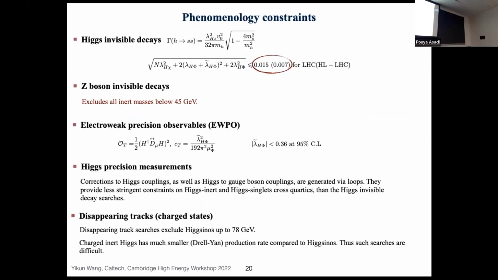And my last slide is going to be on phenomenology. I'm going to skip over it. Perhaps the most relevant thing to keep in mind is that there's a lower bound on the inert Higgs mass, about 45 GeV, from the Z boson invisible decay. So I do want my inert Higgs to be heavy-ish. Otherwise, I can just turn down all my couplings and then I'm safe from phenomenology.